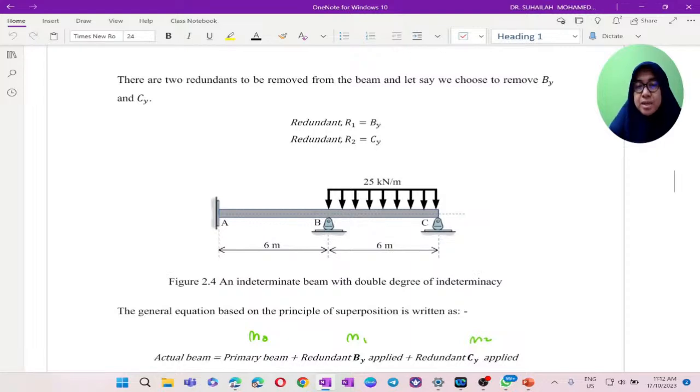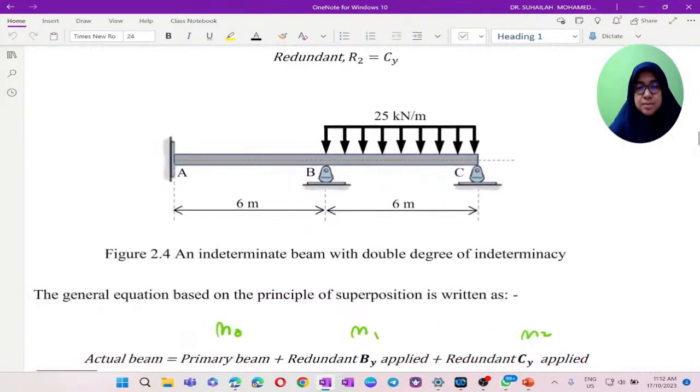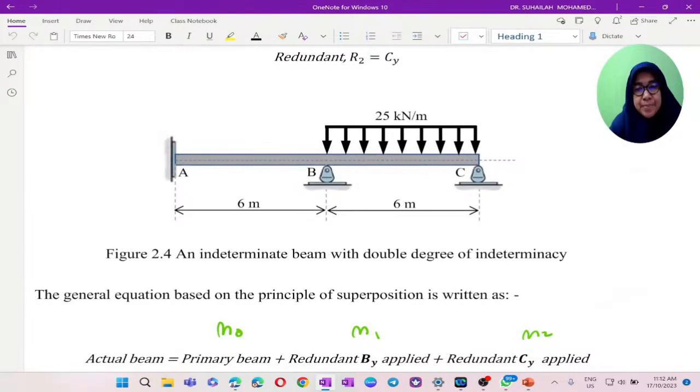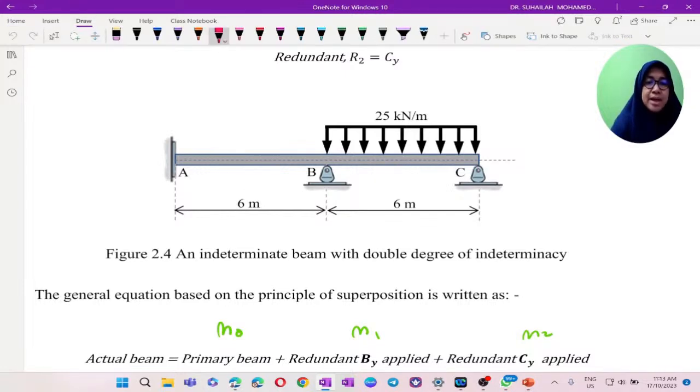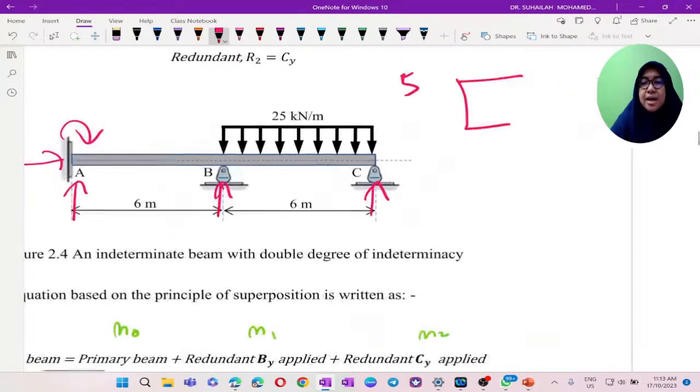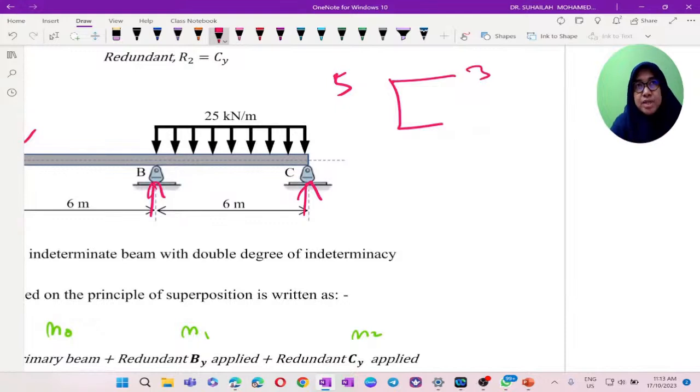Okay, by looking at figure 2.4 here, this is an indeterminate beam with two DOI. There are fixed and 2 rollers. So in total, there are 5 unknown reaction. So here we have 1, 2, 3, 4, and 5. So 5 unknown reaction and only 3 can be solved using equilibrium equation. So there are 2 redundant.